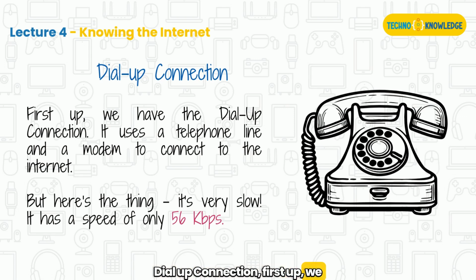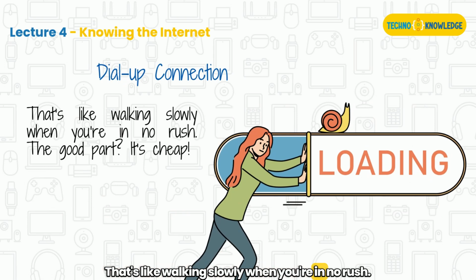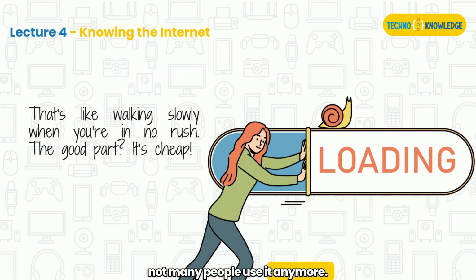First up, we have the dial-up connection. It uses a telephone line and a modem to connect to the internet. But here's the thing. It's very slow. It has a speed of only 56 kilobytes per second. That's like walking slowly when you're in no rush. The good part? It's cheap. But because it's so slow, not many people use it anymore.